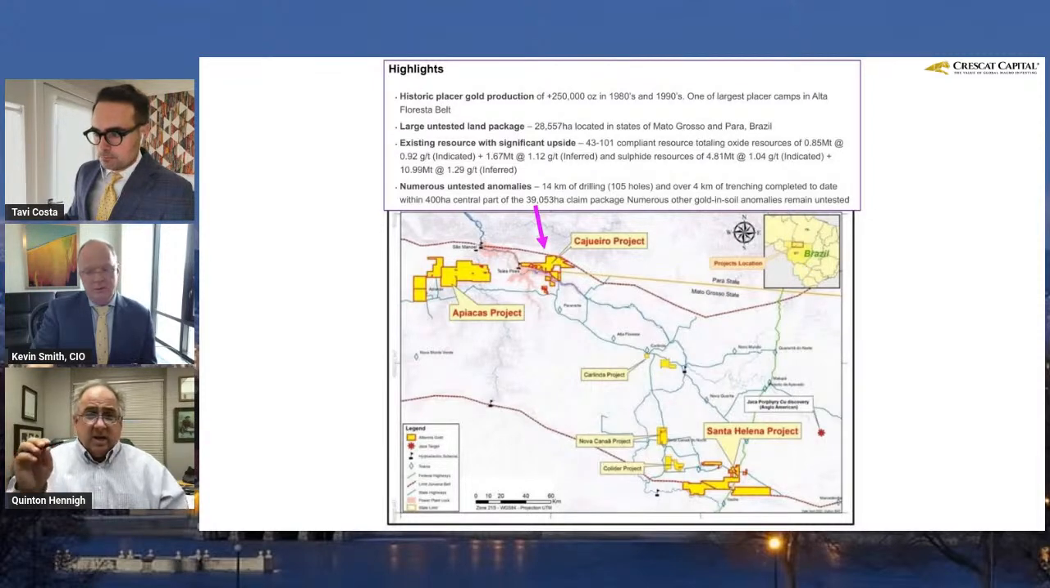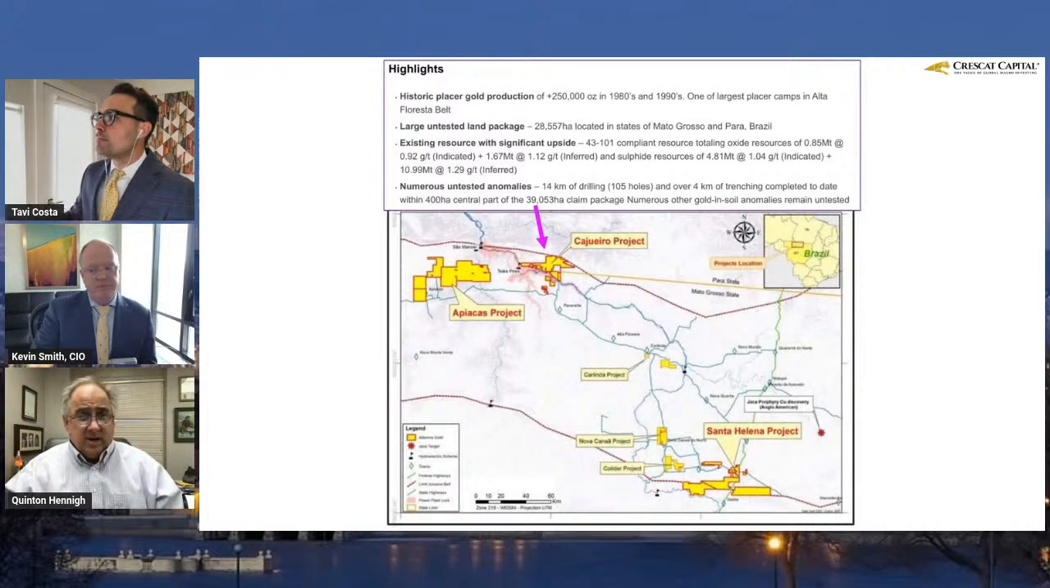Okay, and already on this property, they have a sizable resource. I think it's on the order, if you add up the numbers, of around 600,000 or 700,000 ounces of resource at Cajueiro in inventory right now. This is even before drilling at Maria Bonita. Okay, let's go to the next slide.